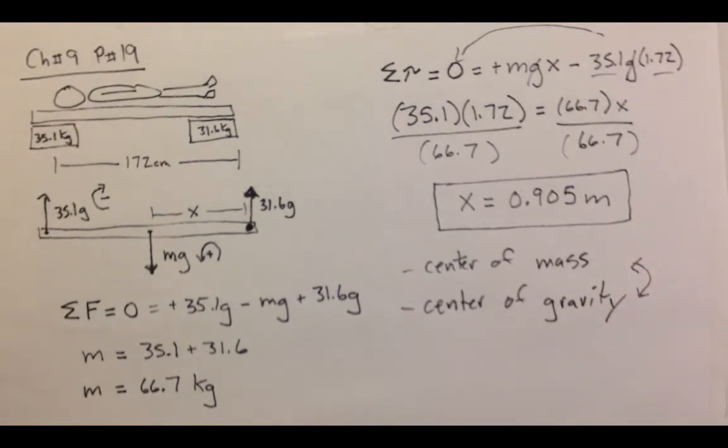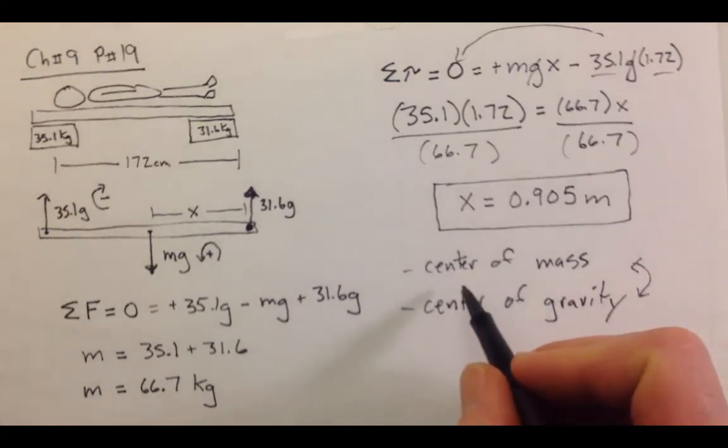The only case these would be different is if you had some weird sort of non-uniform gravitational field. That is, if g was 9.83 at your feet and 9.80 at your head, then your center of gravity and your center of mass would be different. Again, for our purposes, you can almost use these terms interchangeably.